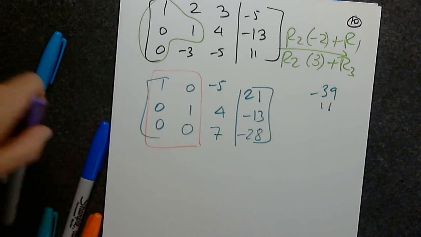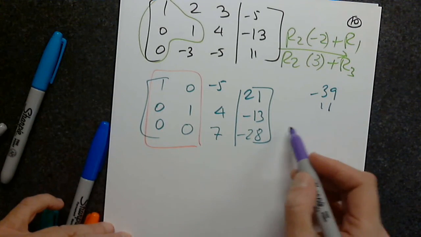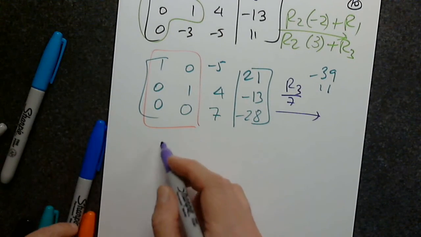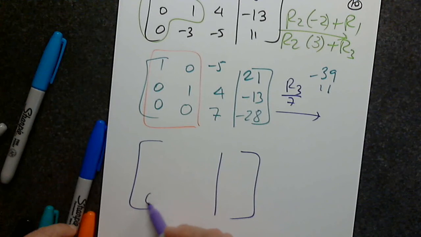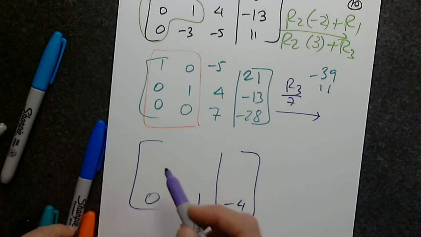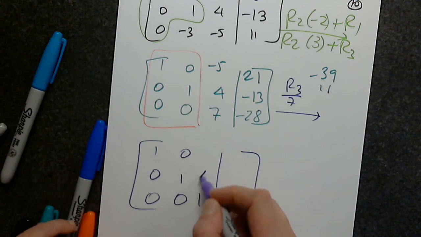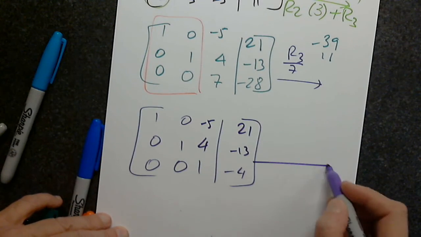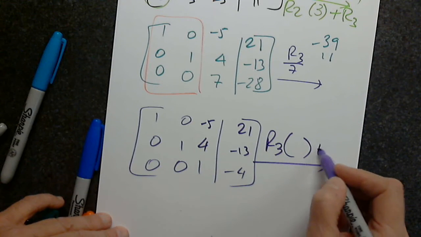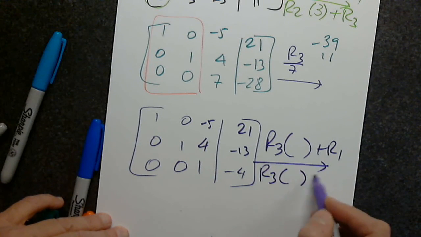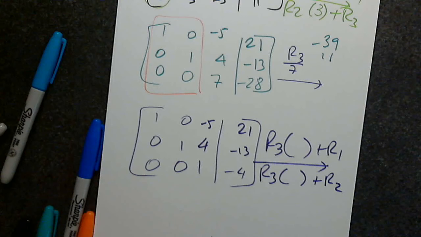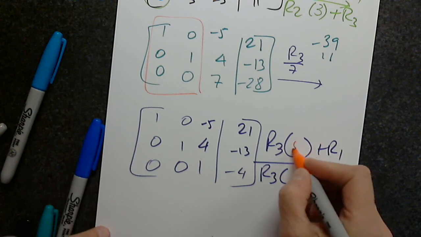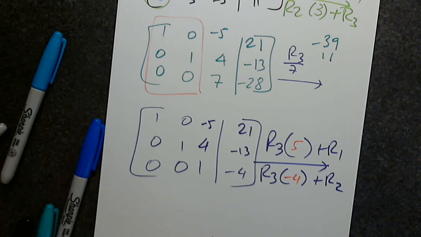Okay, we're on the right track because I need a 1 in here, so I will divide row 3 by 7. 0, 0, 1, negative 4. 1, 0, 0, 1, and 4, negative 5, negative 13, 21. This is the very final step in which I multiply row 3. So for row 1, we need 5, and for row 2, we need negative 4.